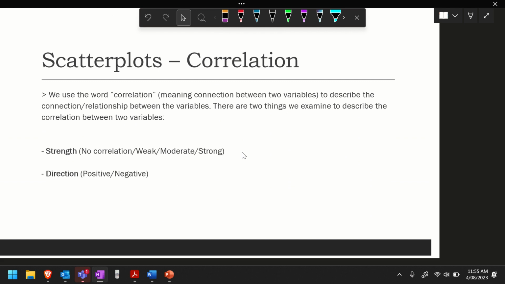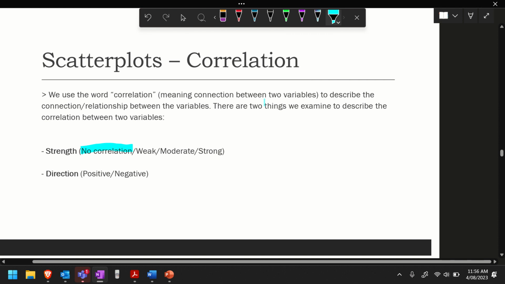So like with trends, scatter plots also have a way of interpreting. There's two things we need to look at: strength and direction. So when we talk about correlation, you're just interpreting or coming up with a way of describing how the data connects together. So what's the connection there? There's two things that you talk about. So strength, these are your options: no correlation, weak, moderate, or strong. I said three, it's four. There's four ways that you can describe the strength. Okay, so keep that in mind.